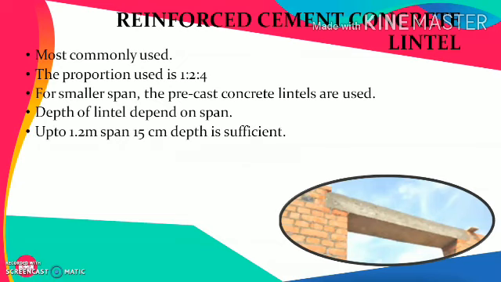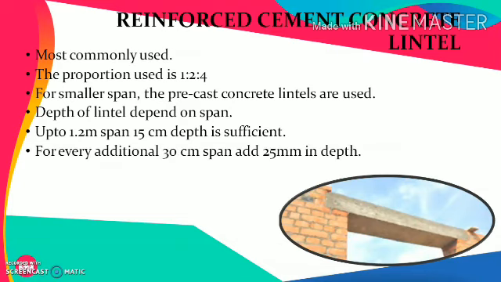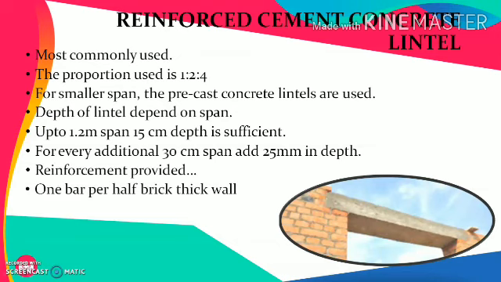Up to 1.2 meter span, 15 centimeter depth is sufficient. More than that needs additional depth as such. For every additional 30 centimeter or 1 feet span, add 25 mm in depth. This is a thumb rule used on site. The reinforcement is provided like 1 bar per half brick thickness of wall. So for example, if we have a 1 brick thick wall, then we generally use 2 bars, or in some cases 3 bars if the load coming on the structure is very high and the span is even more.